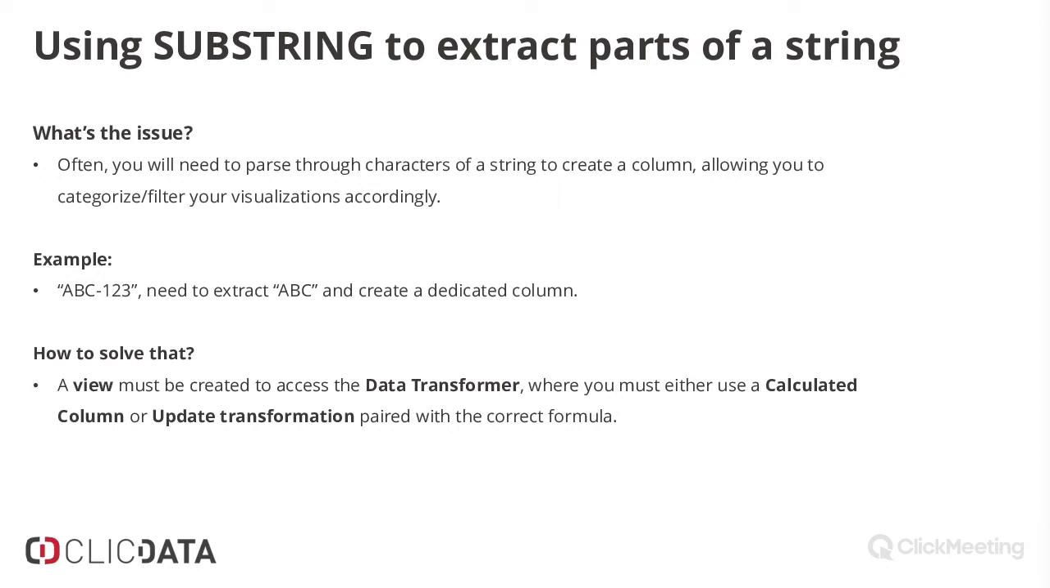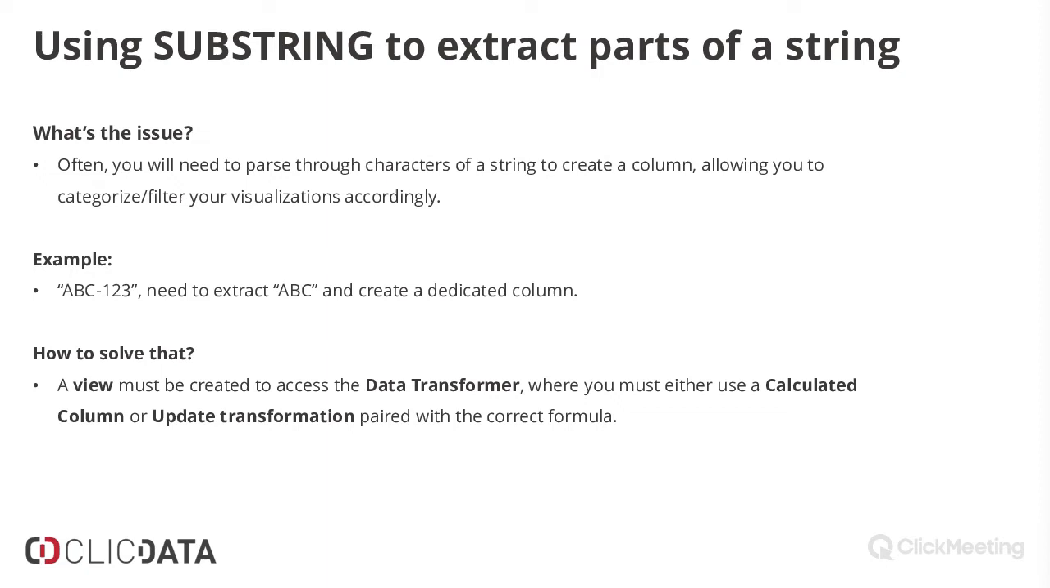And so, oftentimes when you upload data, you may notice there are multiple attributes combined into a single cell value. And so the issue here is that you cannot visualize individual attributes if they are imported in that manner. If you don't understand what I'm saying, I do have an example here where we have ABC-123 as a cell value, where we need to extract the term ABC and create a dedicated column for it.